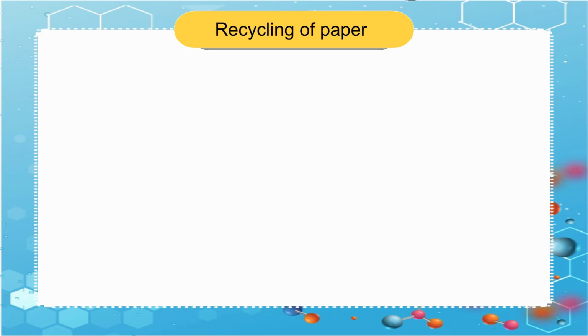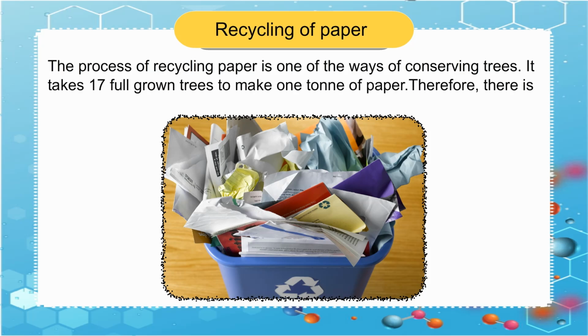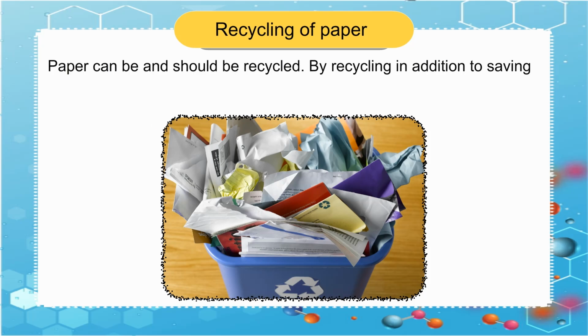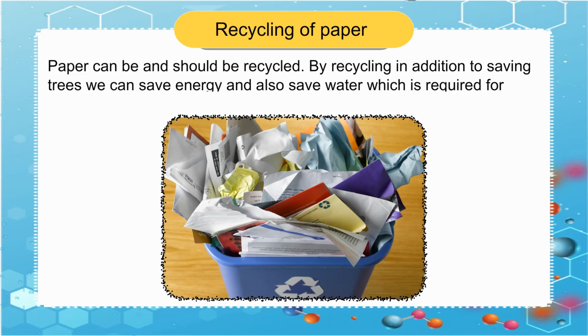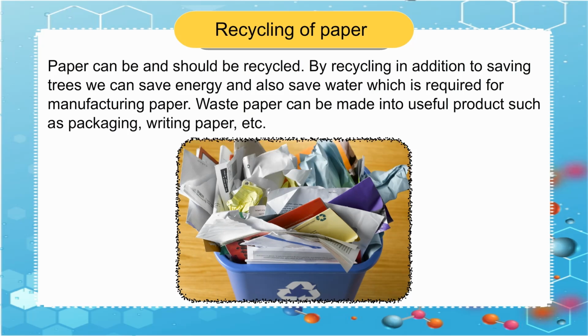Recycling of paper. The process of recycling paper is one of the ways of conserving trees. It takes 17 full-grown trees to make 1 ton of paper. Therefore, there is a need to save paper. Paper can be and should be recycled. By recycling, in addition to saving trees, we can save energy and also save water, which is required for manufacturing paper. Waste paper can be made into useful products, such as packaging, writing paper, etc.